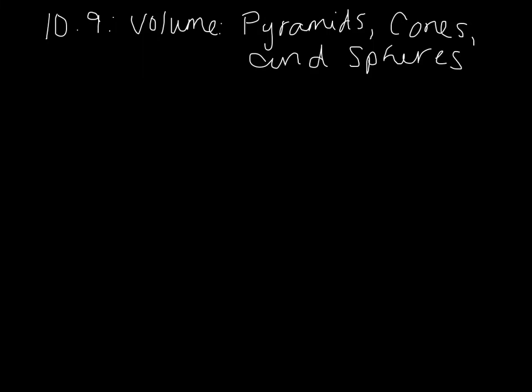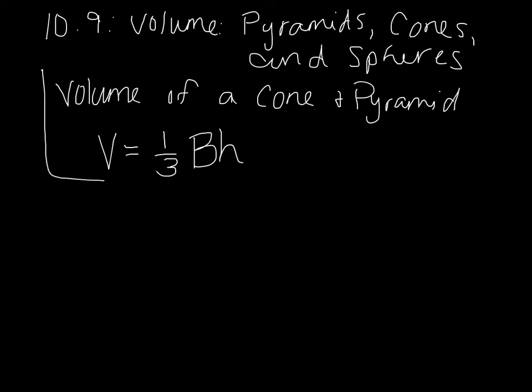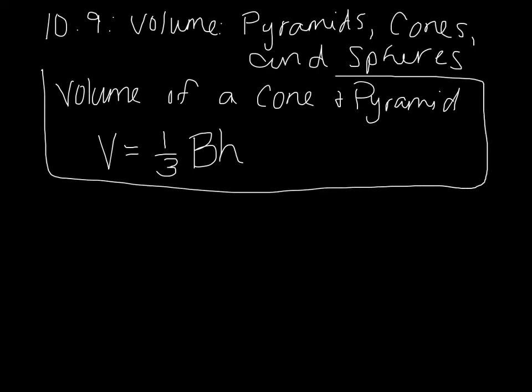Okay, so first we're going to start out with volume of a cone and a pyramid. They actually have the same formula. And that formula is volume equals 1/3 times area of the base times the height. Remember, capital B means area of the base. Okay, so let's do a couple practice ones here.